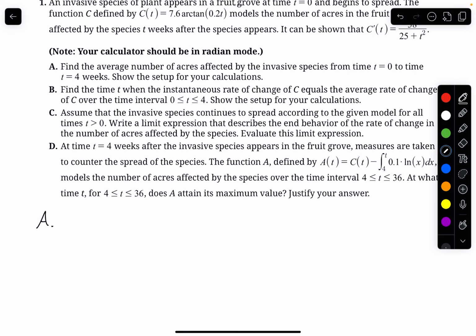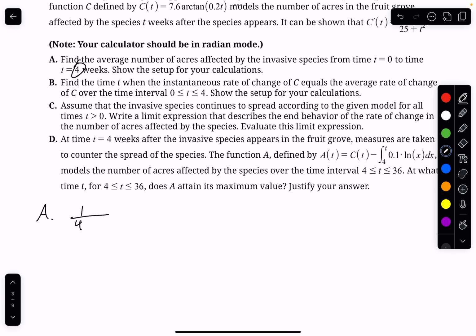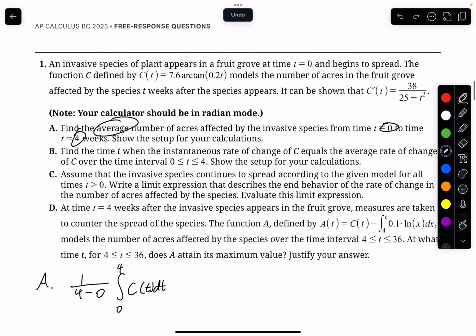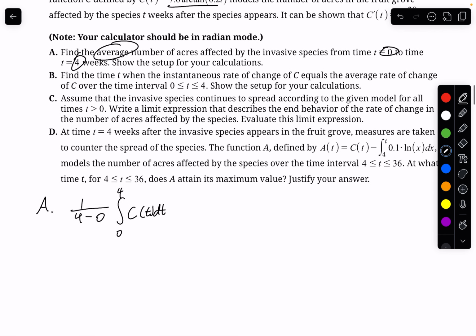Now, the answer to this is very straightforward. We have 1 over, what's our right bound? Our right bound is 4, because t equals 4, and our left bound is 0. The key word in this problem is average. So our formula is now 1 over 4 minus 0, integral from 0 to 4, that's what we're integrating over, of c of t dt. And this is a calculator allowed question, so you can literally just plug this exactly into your calculator using your fraction, and then math 9, and then you would have got the answer. And c of t you replace with 7.6 arctan 0.2t. This should give you roughly 2.778 acres. So if you remember that, there you go.